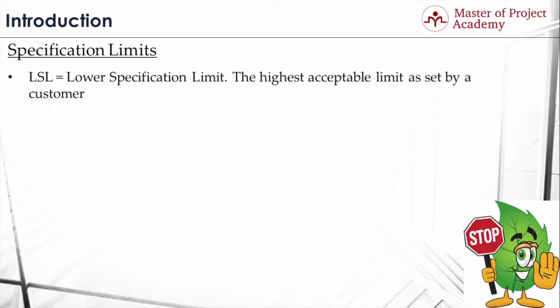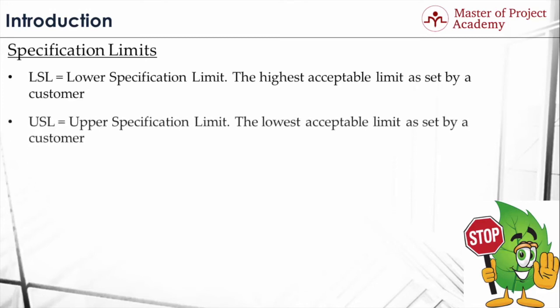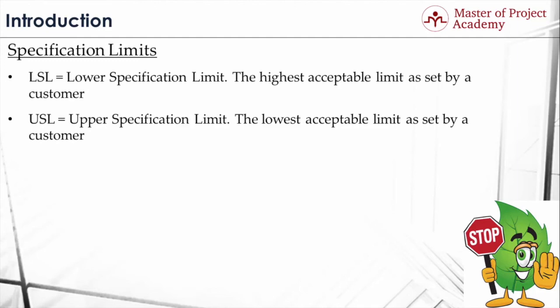Specification limits. There are 2 specification limits. The first one is lower specification limit, abbreviated as LSL, and this is the highest acceptable limit as set by a customer. The second one is upper specification limit, abbreviated as USL, and this is the lowest acceptable limit as set by a customer. Note that these limits are generally given by the customer. That is why USL minus LSL equals voice of the customer, or VOC.